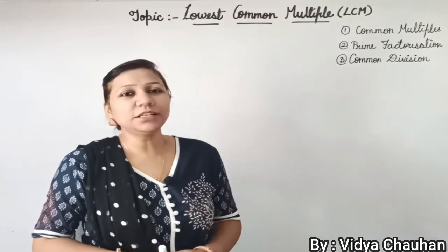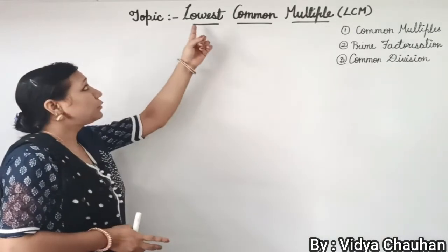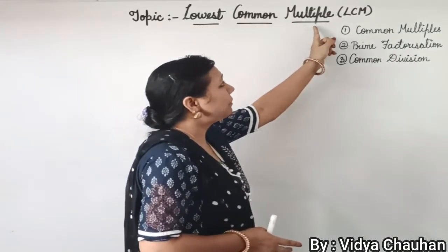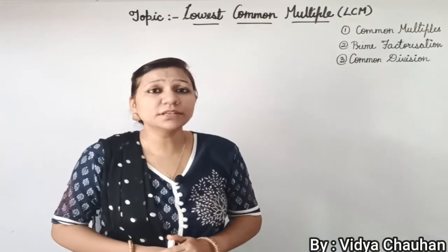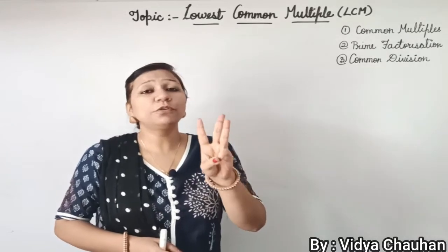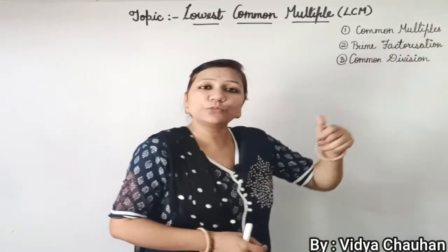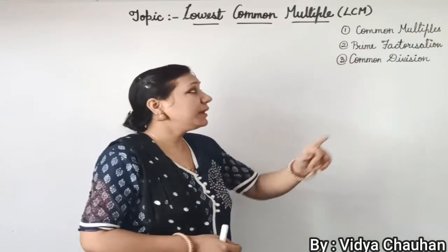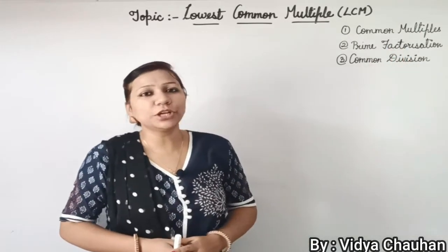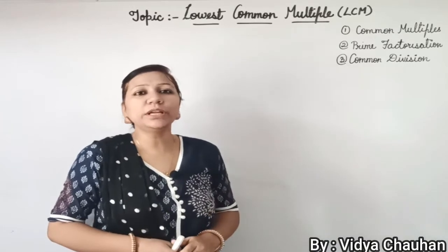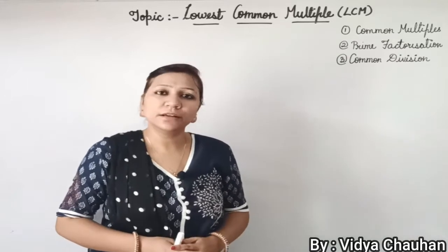Now students, in continuity with our previous lecture, today we will discuss the same topic, lowest common multiple, which is also called LCM. In our previous lecture we discussed three methods for finding the LCM. The first method was the common multiple method, which we have already discussed. The second method is the prime factorization method, and the third one is the common division method. So today we are going to discuss prime factorization and common division method one by one.